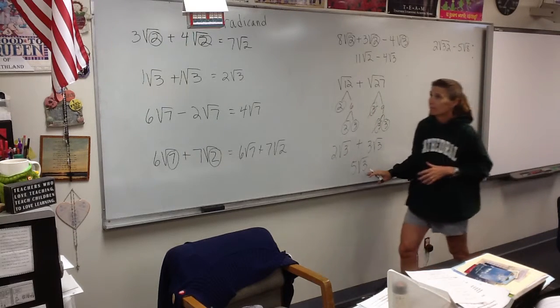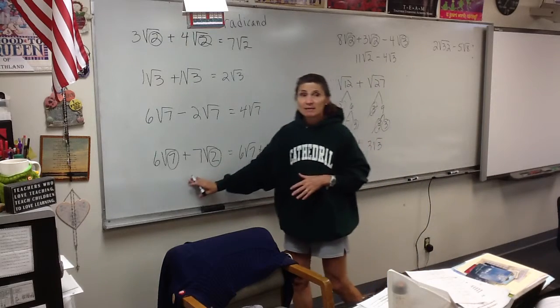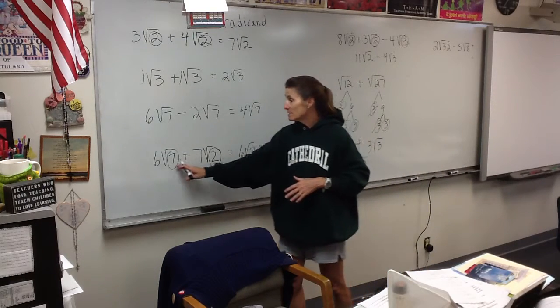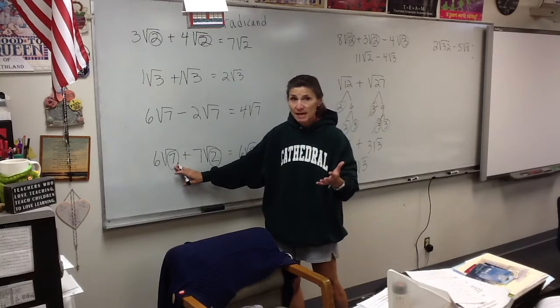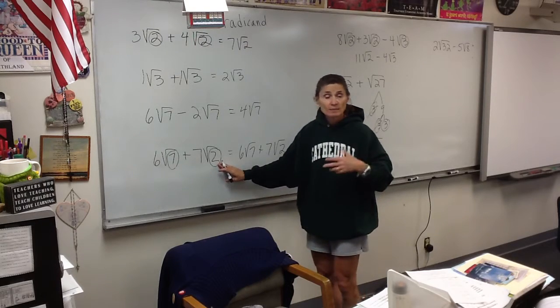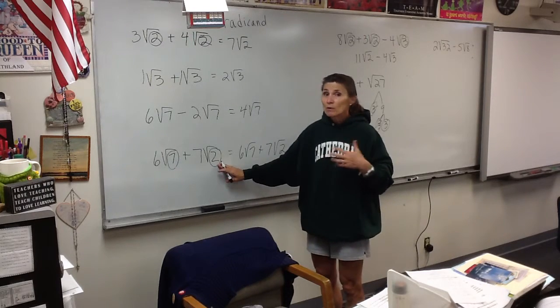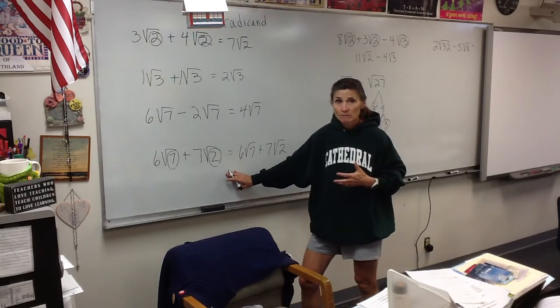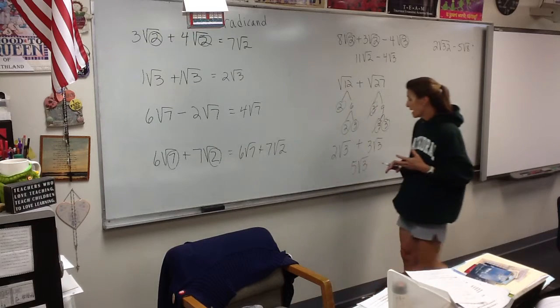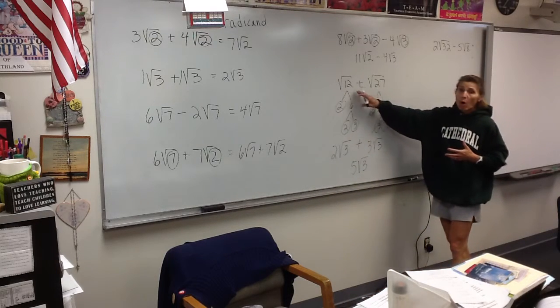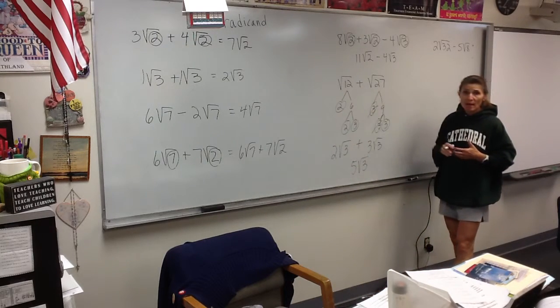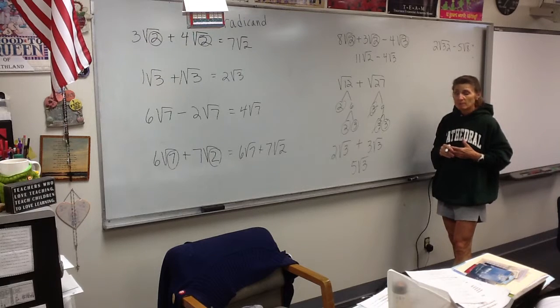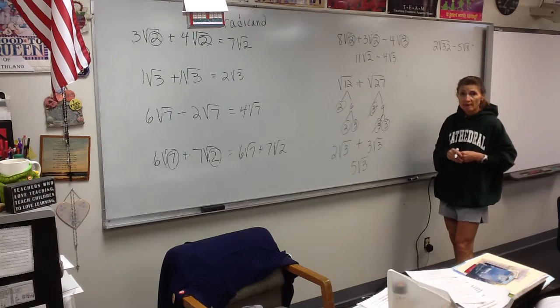Please note, that did not happen in this problem because 7 does not break down, and 2 does not break down. So there was no chance of simplifying these radicals to make them add. Always break down your radicals, if possible, to see if you can add them or subtract them.